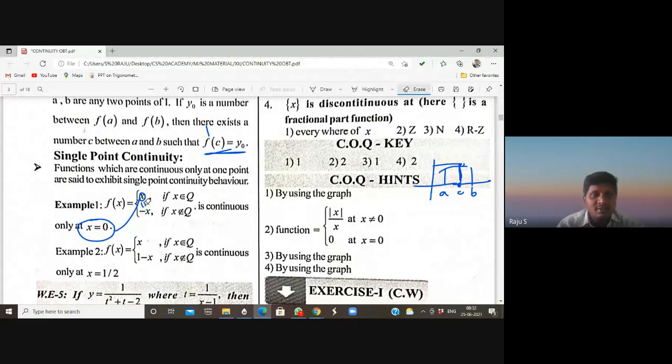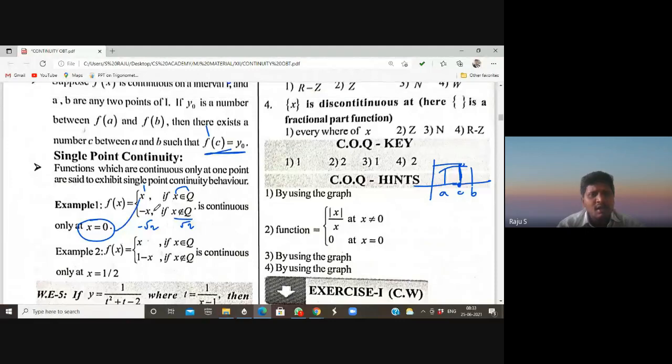Other values, students: if I take a rational number like 1, we are going to get plus 1. For an irrational number root 2, we get minus root 2. So will both be equal? No. A rational number's value should not equal the irrational number's value. Other than that 0, when we substitute 0 alone, we are getting this. Right, students? Only at 0 alone, both will be equal.